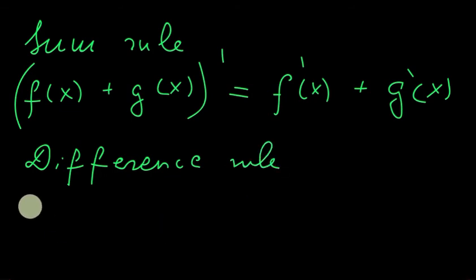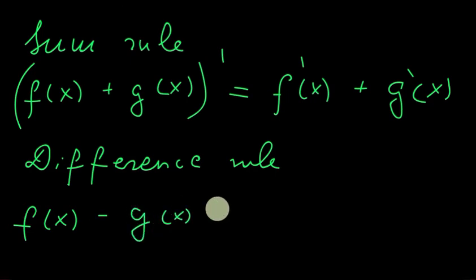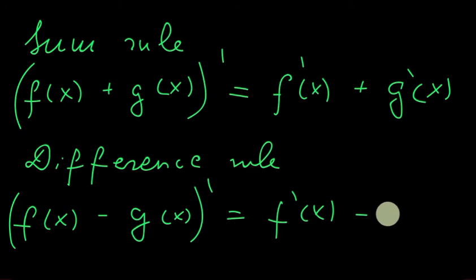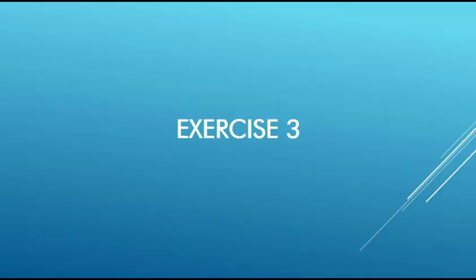And it's basically the same thing. So if we have f of x minus g of x and we want to take a derivative of both of them, we can simply take a derivative of f of x minus a derivative of g of x. Now let's move to our examples.